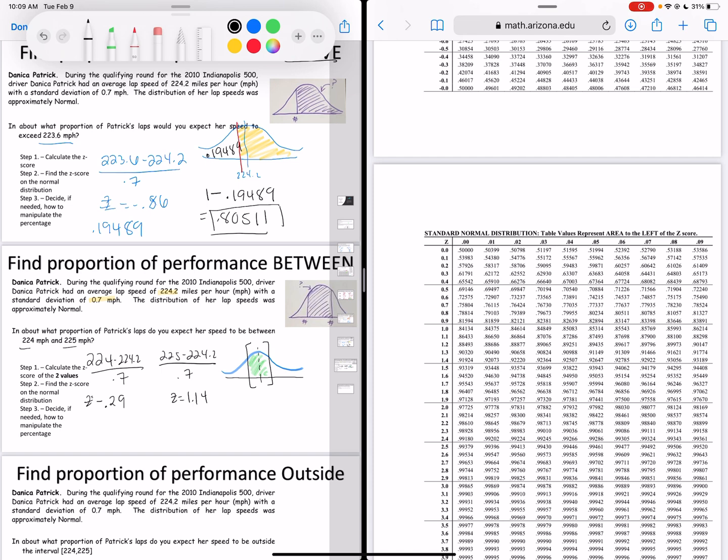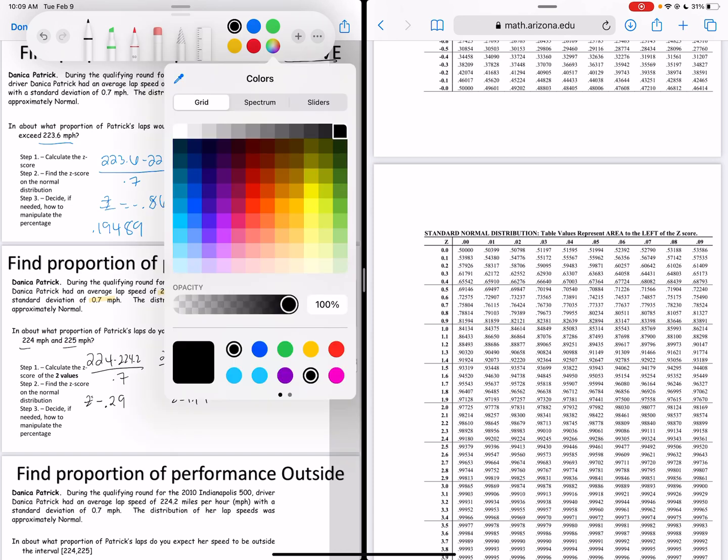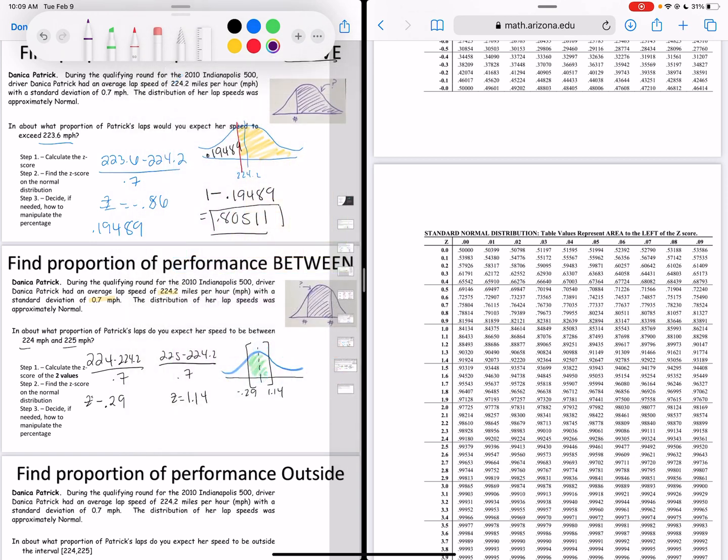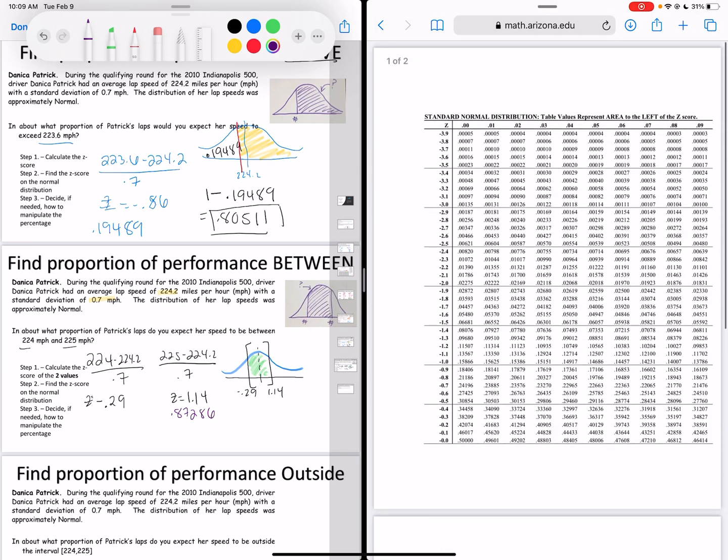Okay, so now what you have to do with those two values is you have to find the percentages for both of them. So the percentage for the first one, 1.14, is 0.87286. The percentage for the other one, the negative 0.29, is 0.38591.